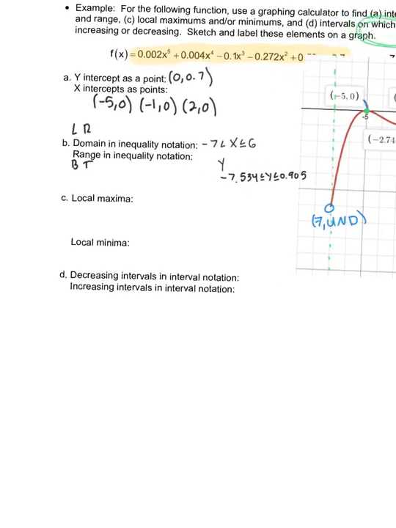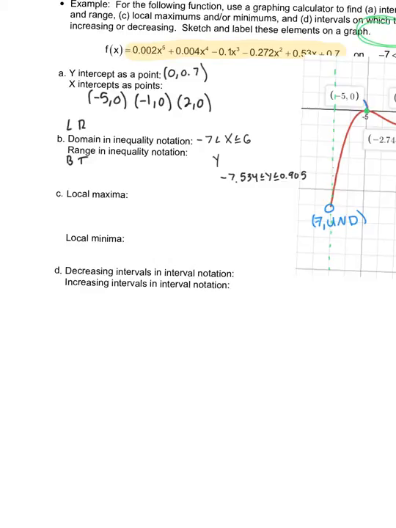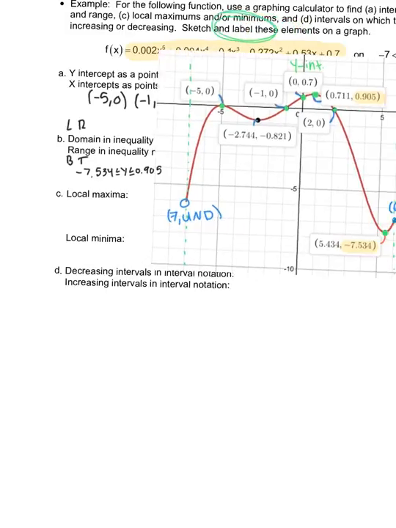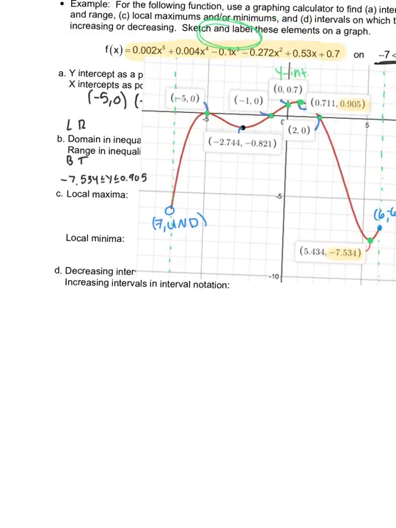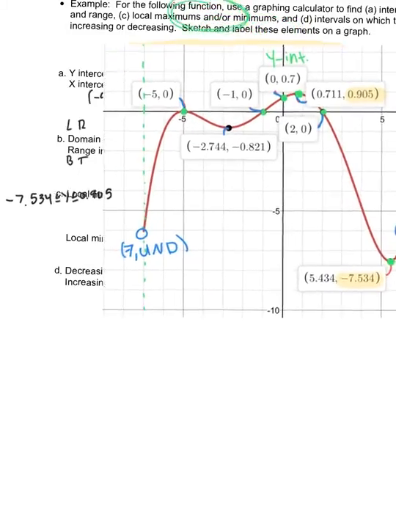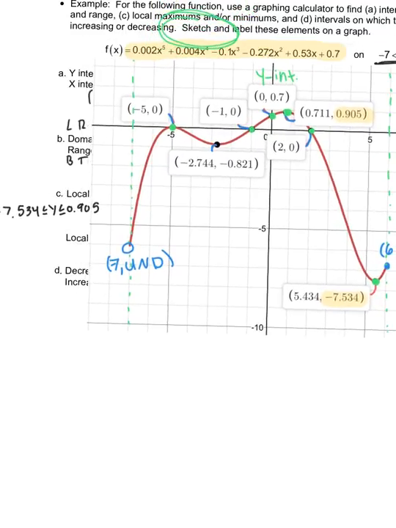Okay, your local maxima, those are the highest numbers that you see in an interval. So you're not necessarily looking at the absolute highest and lowest points. You're just looking for the turning points. You're just looking for those points. So let's kind of label those.